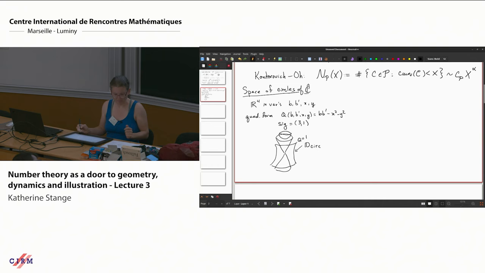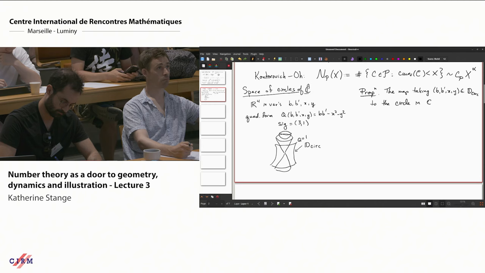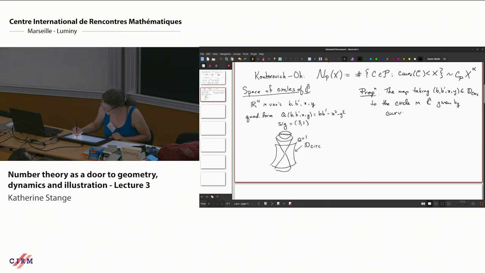And the fundamental fact that you get is that there's a map, which I'll explain in a second, that can take you from a point on here to a circle in the complex plane, which is given by interpreting B as the curvature. So curvature is B, and the curvature times the center as a complex number is x plus i y.